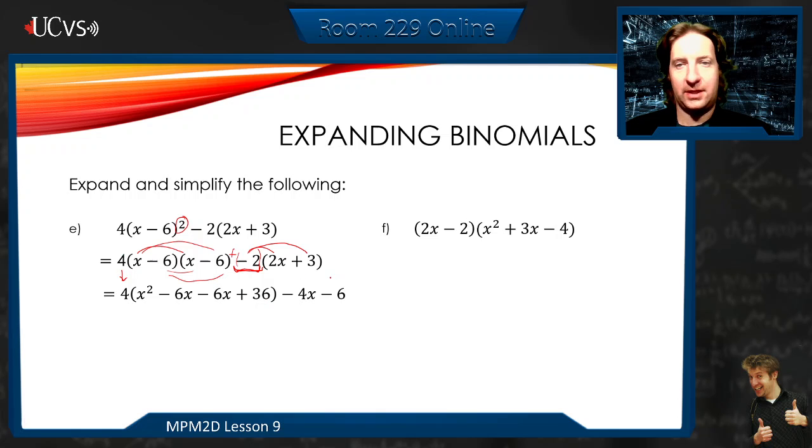Now what happened on this side? Because I put brackets around my thing, I don't have to worry about it too much, because the second portion of my problem is just going to be negative 2 times 2x, which is going to give us negative 4x, and negative 2 times positive 3, which is negative 6. So that's going to be just outside. So I'm going to still have this portion here. Because I have brackets, I still have to do the multiplication.